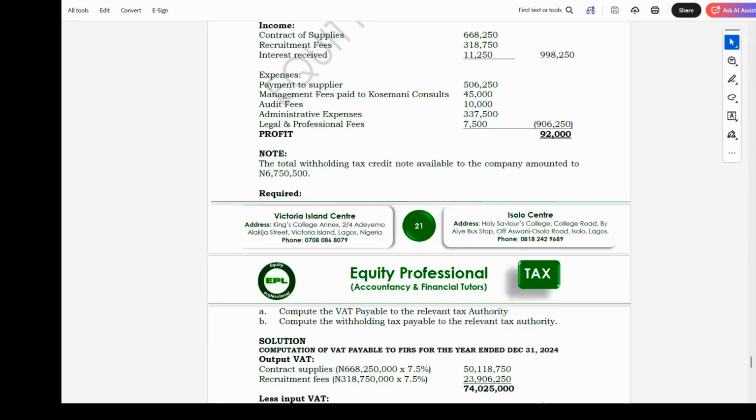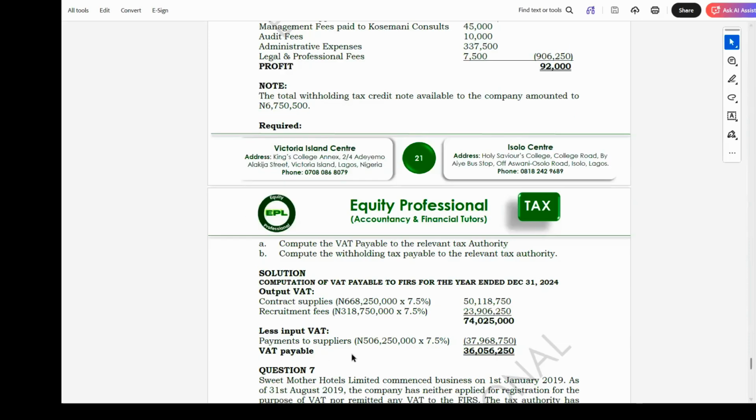So we apply the 7.5% to payment to supplier to get our input VAT. Then we remove it from the output VAT to get the VAT payable. You can see that for a question relating to VAT, not all the information given by the examiner will be relevant. Most of the information provided by the examiner is irrelevant, but you need to be able to analyze it to know whether it is relevant or irrelevant during the computation of value added tax.